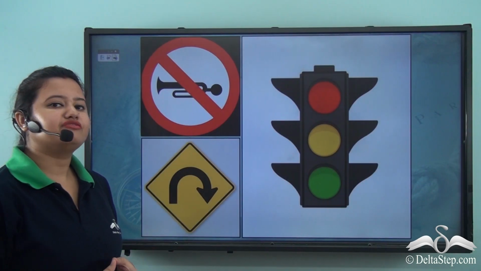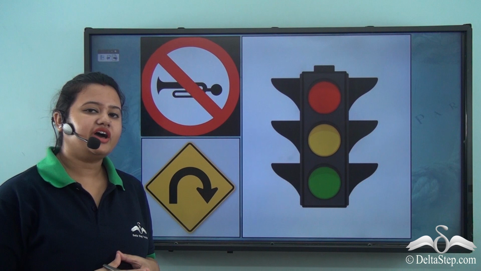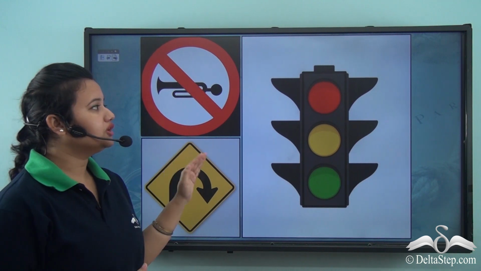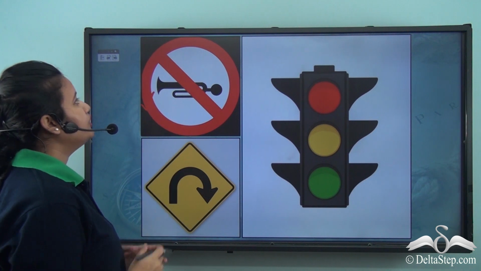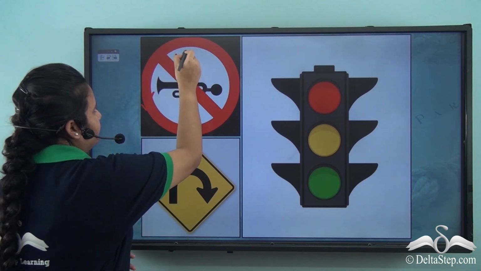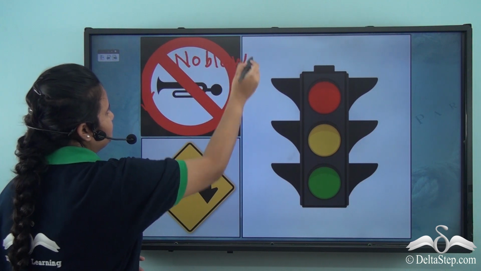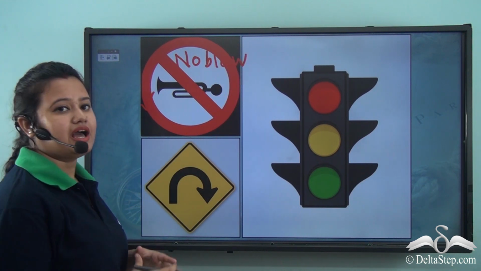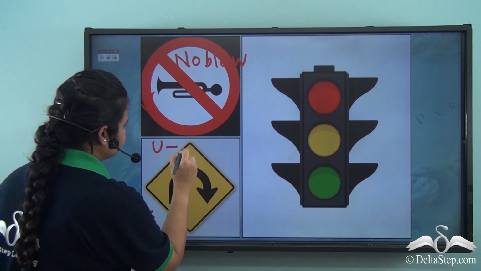Now you must have come across these traffic signs and symbols while traveling on roads. Now what do these symbols stand for? Well, this symbol asks you not to blow horn. So this is no blow horn symbol. And this symbol asks the driver to take a U-turn.